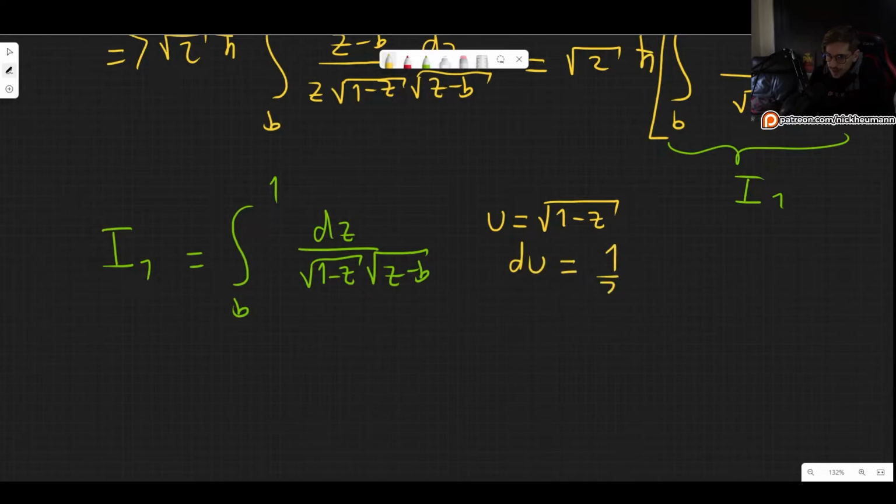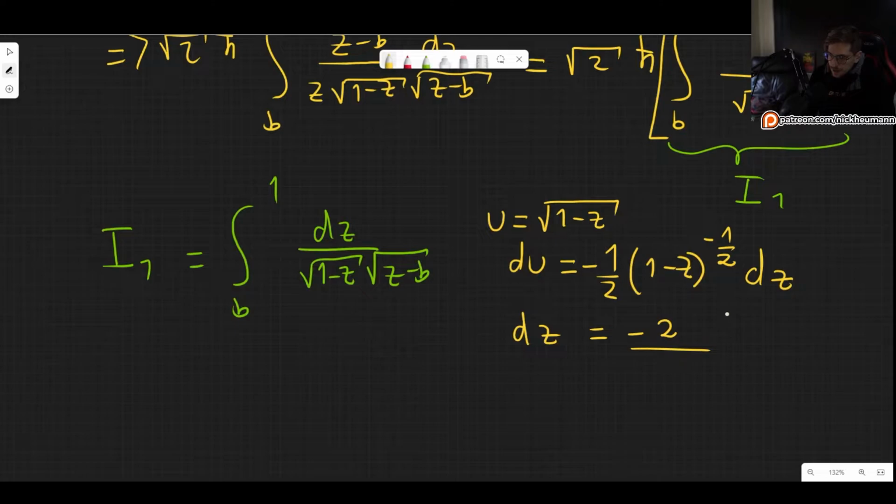This is 1/2 of 1 minus z to the minus 1/2. And then we have to multiply by the derivative of what is inside, which gives us a minus sign. And then we have dz. So from here, dz is equal to minus 2 divided by, or actually, no, we have to multiply. So we have to multiply by 1 minus z inside of our square root du. Okay, so there we found dz.